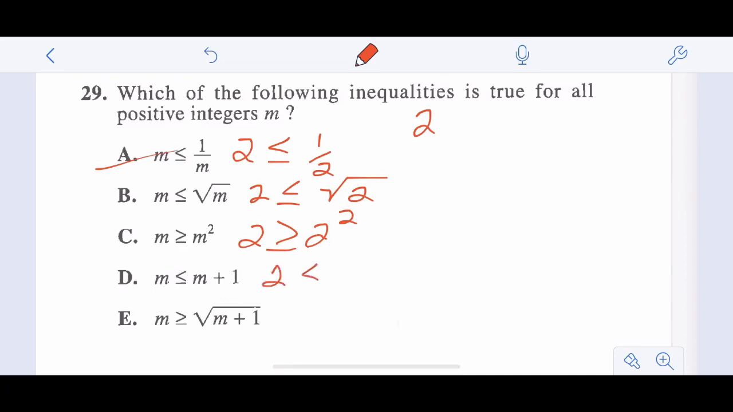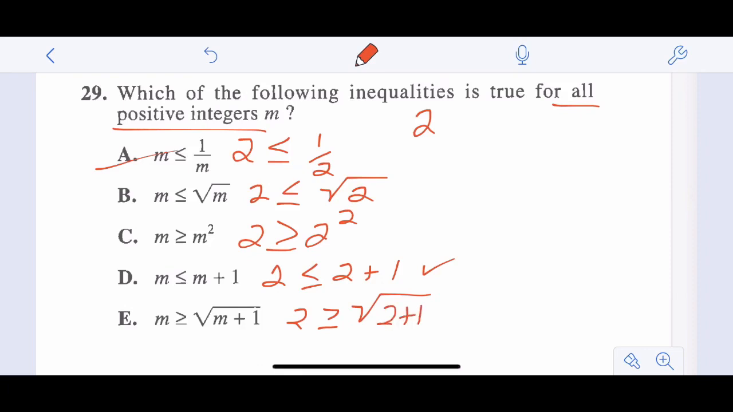2 is less than or equal to 2 plus 1. That is true. Now, it says for all integers, so you always have to double check because 2 might work for some of them. You might have to plug another number into C. So 2 is greater than or equal to the square root of 2 plus 1, which is not true. So the only one that works is choice D. So your answer is D.